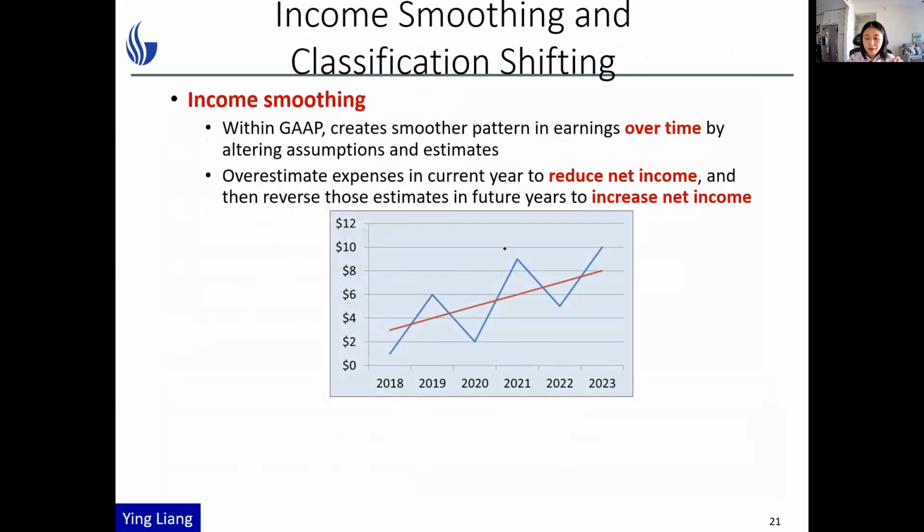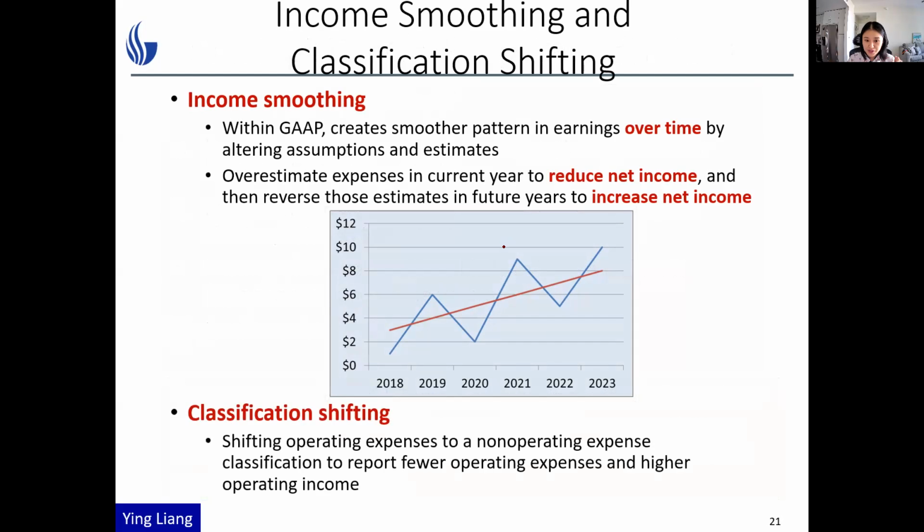I'm going to skip the concept of income smoothing and classification shifting. It is very straightforward. We always want our income to look like the blue one, steadily increasing, instead of being very volatile: an increase first, then a drop, and then an increase. Income smoothing can help you do that. The other one, classification shifting, is to shift an expense from one classification to another one.